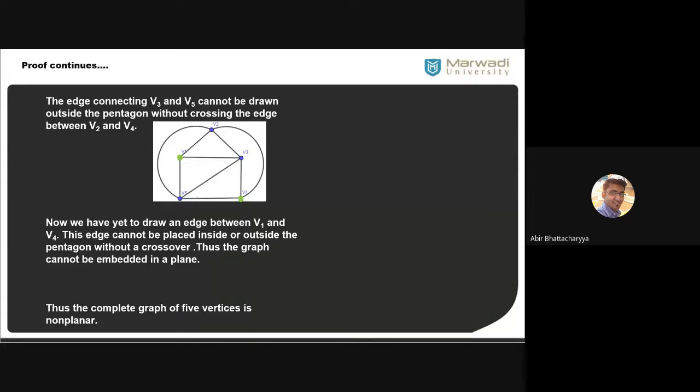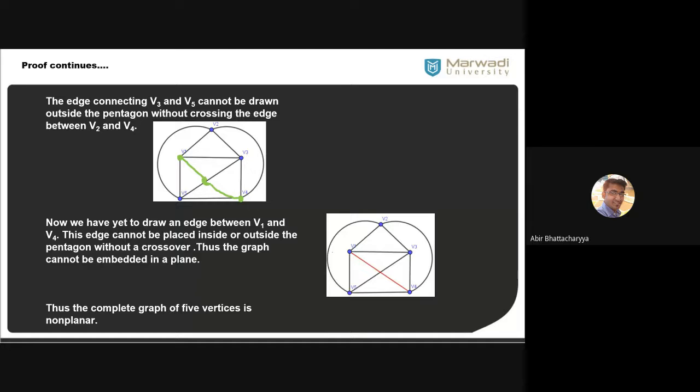So crossover must be there. Crossover must be there. Right? Since the crossover must be there, so we will draw like this. This indicates a crossover. Okay, so there is a crossover. So draw like this. This indicates a crossover.